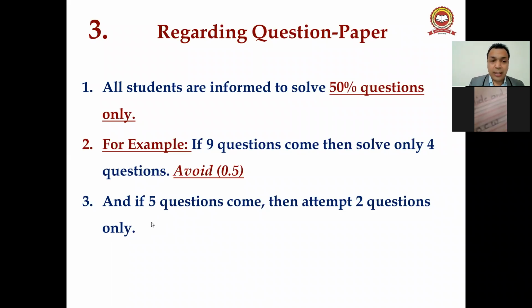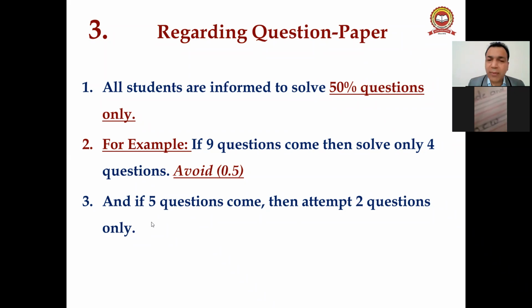See the second point, for example. It is written in the instructions. I have copied it from there and put it on the slide so that it becomes easy for you to understand. See the point number second and third. In the second point, 9 questions would come. Out of 9 questions, what is 50% of 9? 50% of 9 is 4.5, but you have to ignore the 0.5, and the remaining is 4 questions. It means if 9 questions come, you have to attempt only 4 questions. And if 5 questions come, you have to attempt only 2 questions, right, guys?